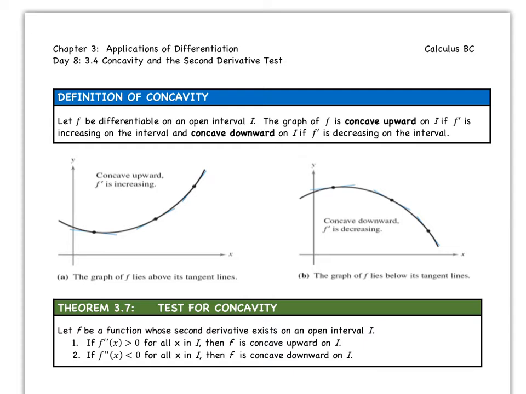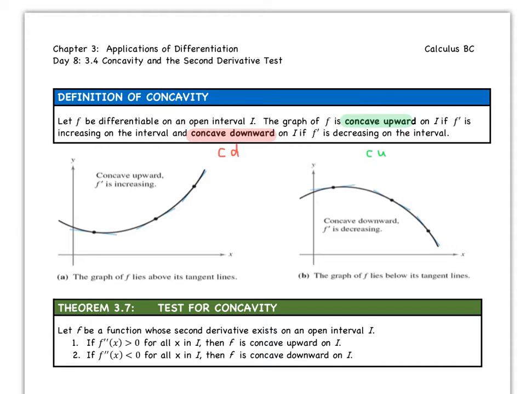The first thing we're going to look at is concavity, so we need to define what that is. Let f be differentiable on the open interval I. The graph of f is concave up on I if f prime is increasing, and it is concave down on that interval if f prime is decreasing. We will use CU for concave up and CD for concave down, just so you are aware of the notation there.